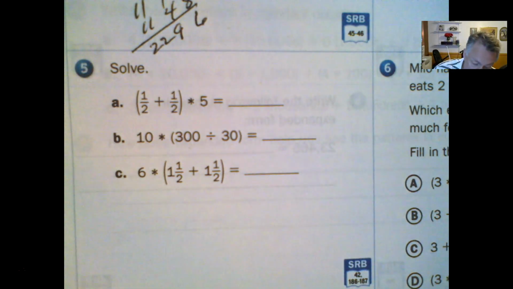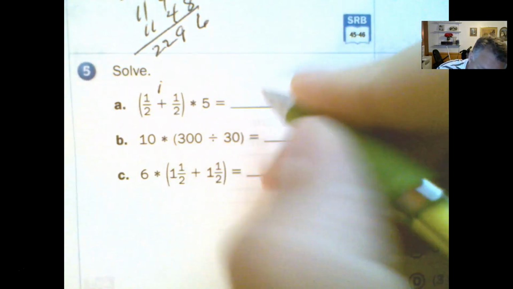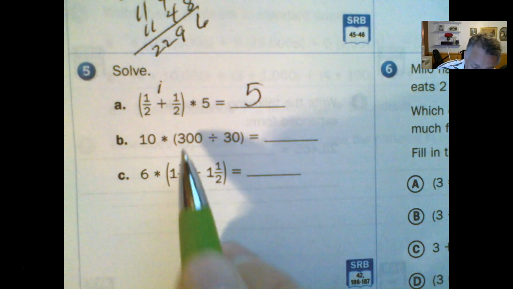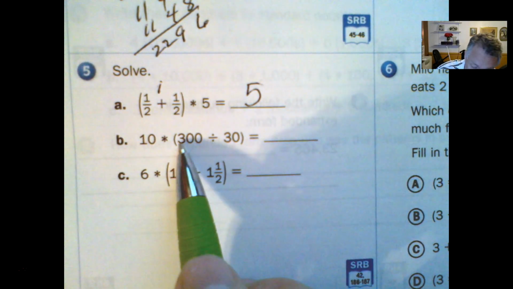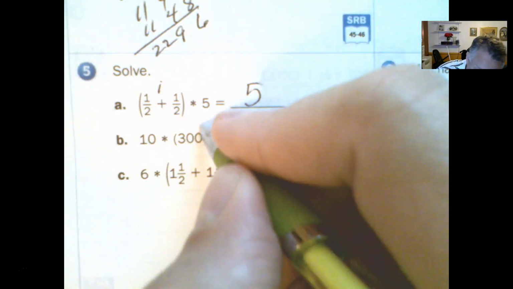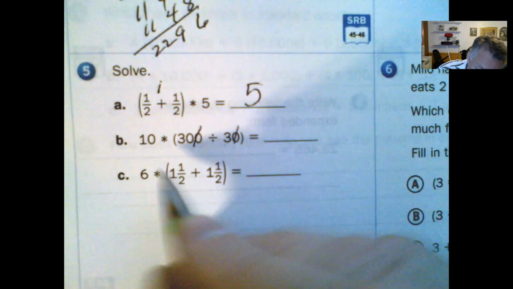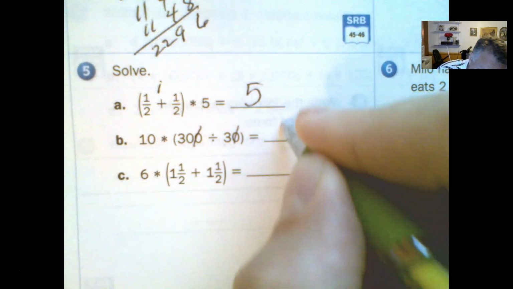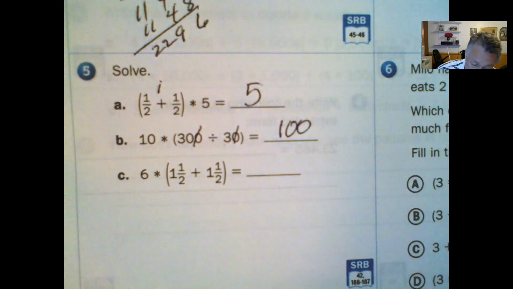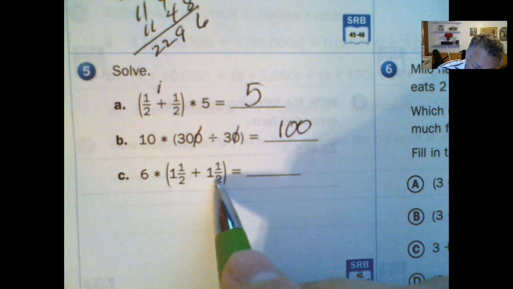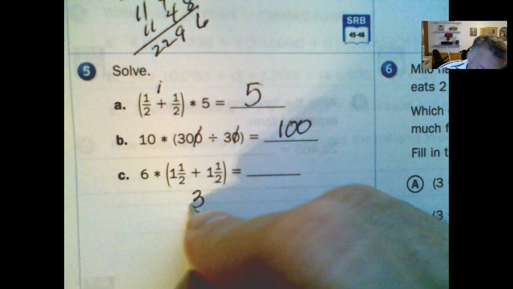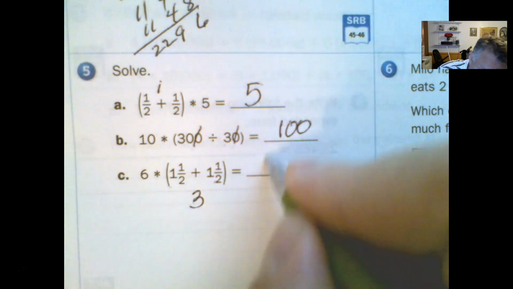Number 5. 1/2 and 1/2 makes a whole, and 1 times 5 is 5. Inside the parentheses first, 300 divided by 30. Well, that's the same as 30 divided by 3, and 30 divided by 3 is 10, and 10 times 10 is 100. 1.5 plus 1.5 is 3, and 3 times 6 is 18.